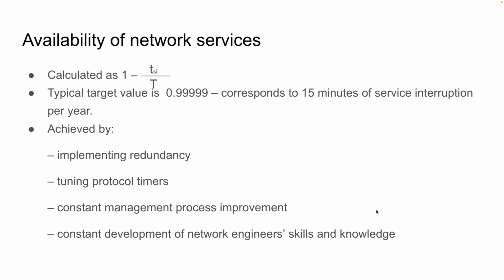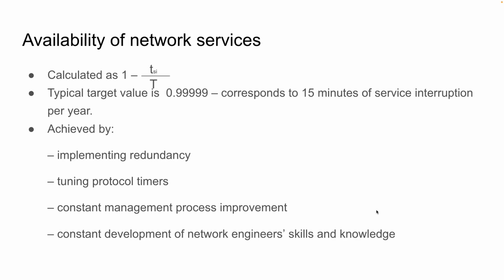There is a term, availability of network services. The availability coefficient is calculated as 1 minus the time of service interruption over the period of monitoring. Usually, capital T equals 1 year, for example, or 1 month. And the typical value of this coefficient is 5 nines after the decimal dot. This corresponds to 15 minutes of service interruption per year.